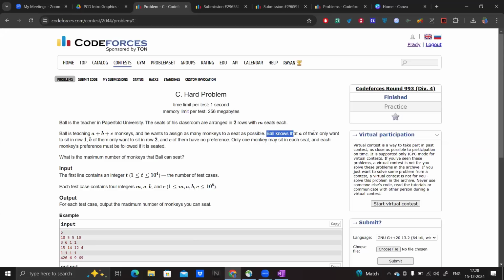Ball knows that A of them only want to sit in row 1, B of them want to sit in row 2, and C of them have no preference. They can sit anywhere. Only one monkey can sit in each seat, and each monkey's preference must be followed if it is seated. So what is the maximum number of monkeys that Ball can seat? I think this is also an easy question.